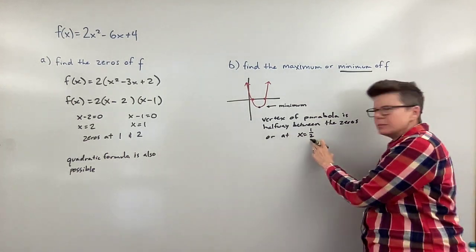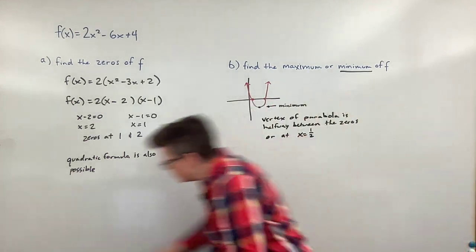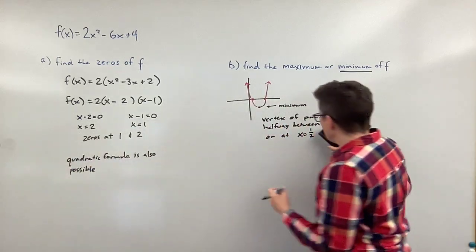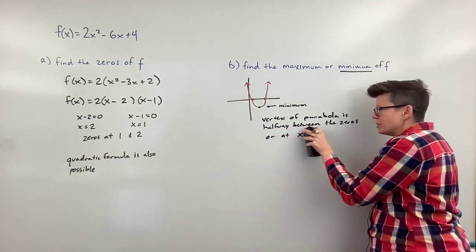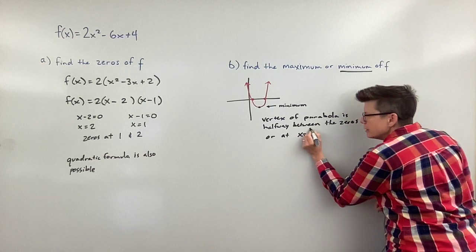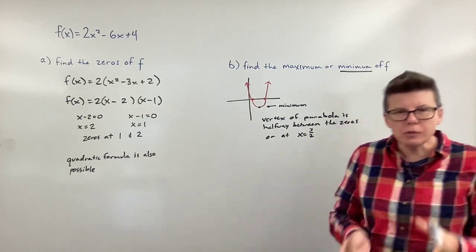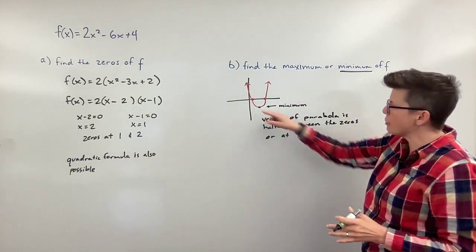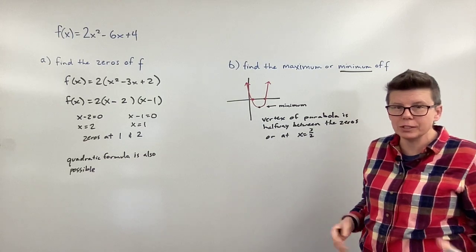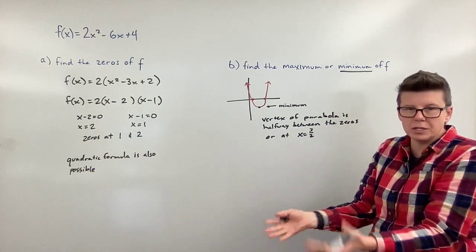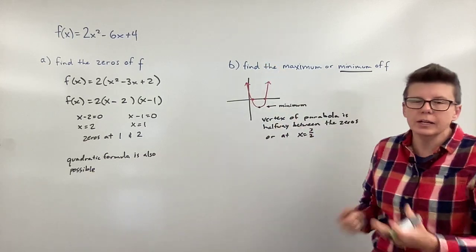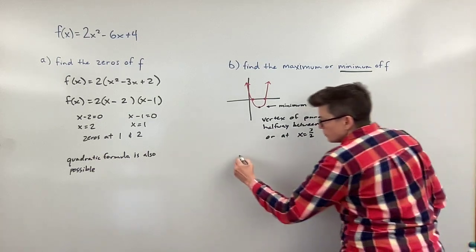Oh, geez, I'm so sorry. Looking at my work here, halfway between 1 and 2 is not 1/2, it's 3/2. All right, so I know the x-coordinate of my vertex, it's at 3/2. I don't know what the y-coordinate is, so I'm going to substitute 3/2 into the original function and solve for y.